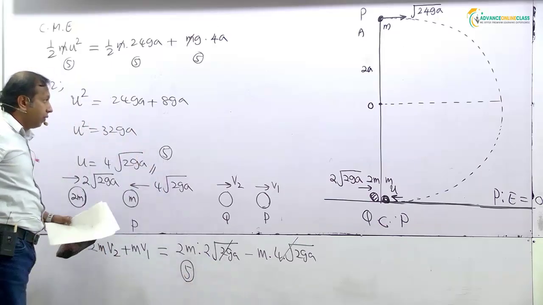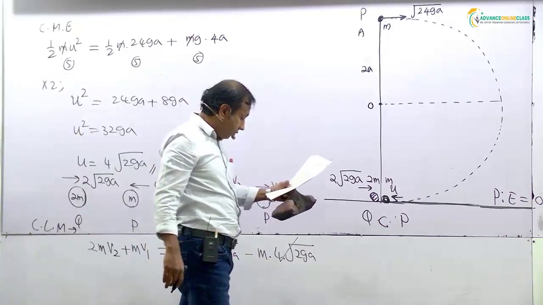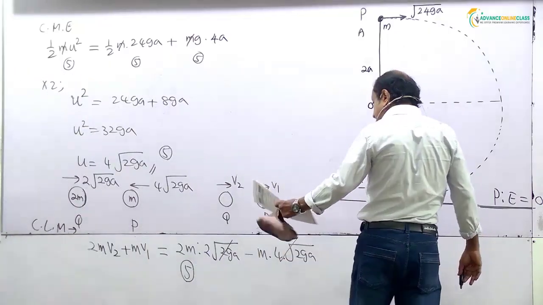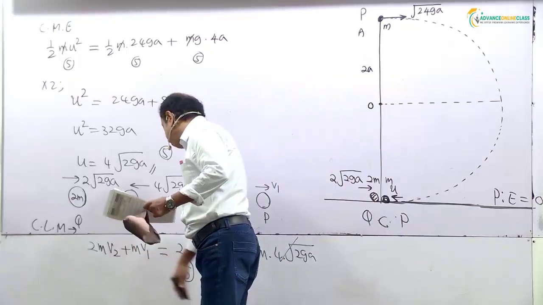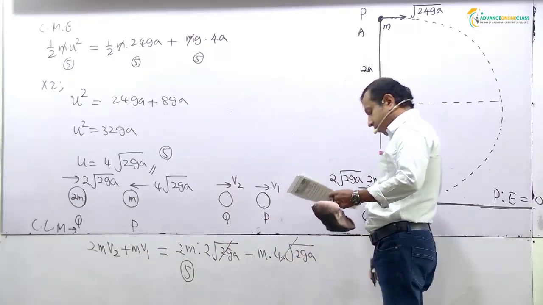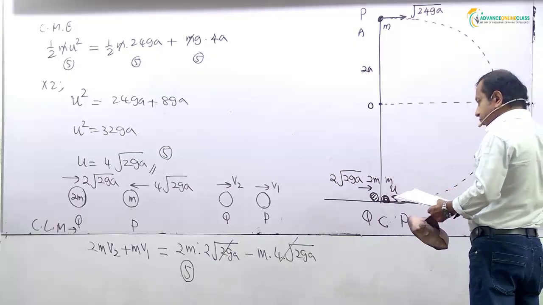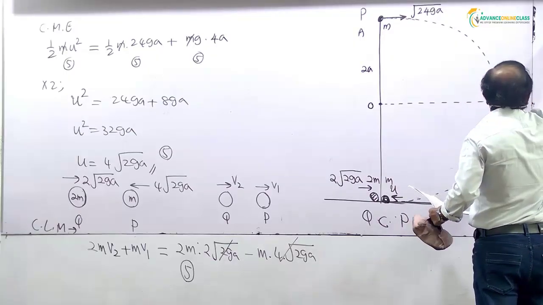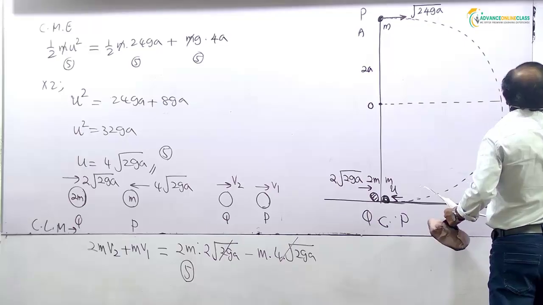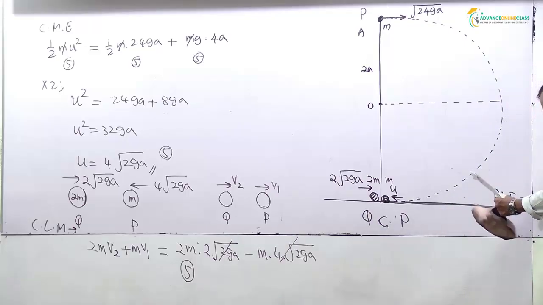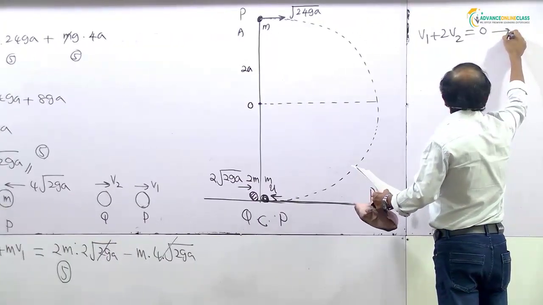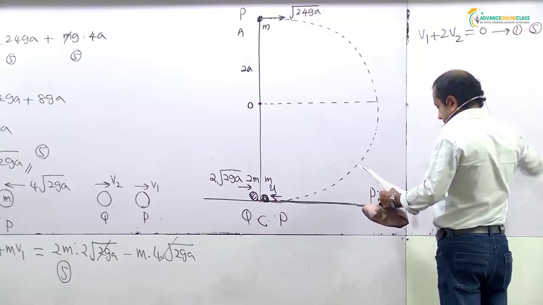Taking that equation and simplifying, what do you get there? We can cancel down, no? The right hand side is 0 now. It is v1 plus 2v2 equal to 0. This is number 1. 5 marks.